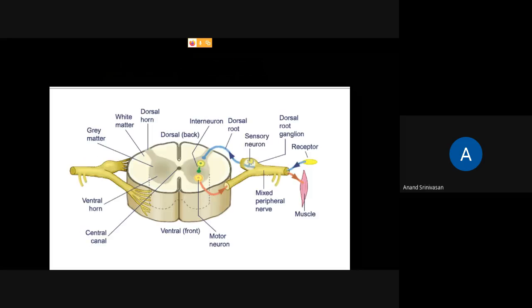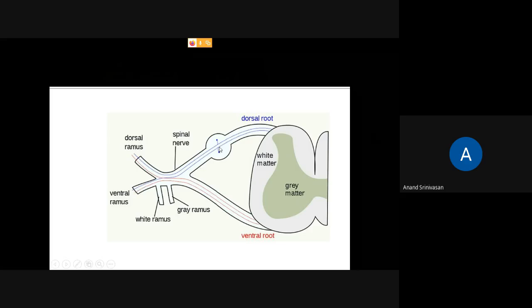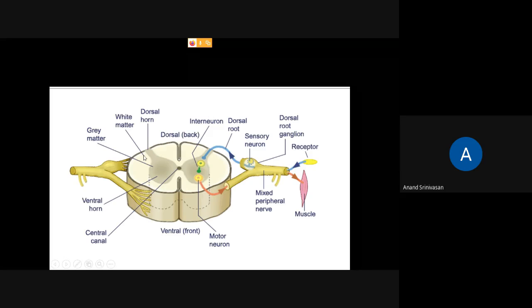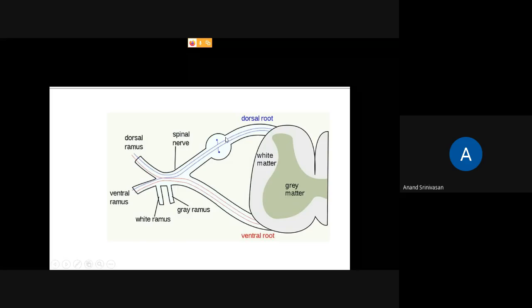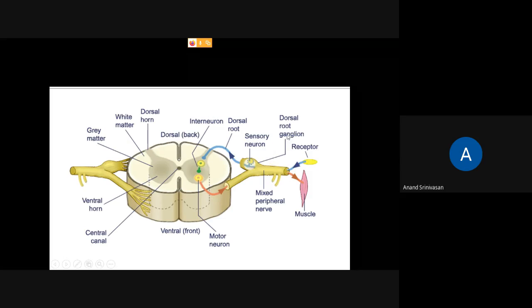Here you can see this is the dorsal root and this is the ventral root. They join together to form the spinal nerve. The spinal nerve once again divides into dorsal ramus and ventral ramus. Now, in the dorsal root, you can see a small swelling. Even in the other picture you can see a small swelling. This swelling is called the dorsal root ganglion. It is also called the spinal nerve ganglion.